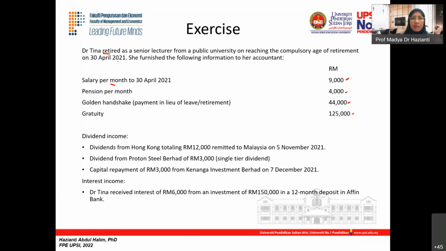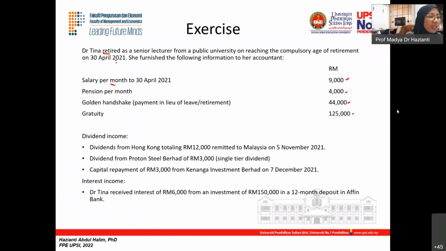Interest income, you see this is all in 2021. So whatever happens in year 2021, we have to take everything into consideration. So 3 dividends, 1 interest. Dr. Tina received interest of 6,000 from an investment of 150,000 in a 12-month deposit in Affin Bank. Okay. Based on these questions, is there any part you don't understand?